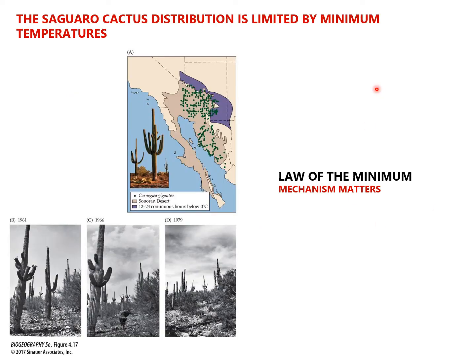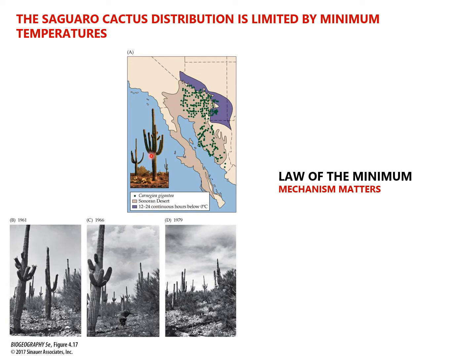We can look at some things that are similar. So the saguaro cactus is kind of an interesting one that demonstrates this a little bit. The distribution is limited by minimum temperatures, and so you might say that temperature is a limiting factor for this species. When you're looking at this, you can see the distribution. We have a dot map, and then this outline is actually this desert here, and then you have this other purple shaded region, which is where you have 12 to 24 continuous hours below freezing. Below 0 degrees is mapped in here, so it's just this area that gets a little bit colder than the other areas. That's the minimum temperature that gets there.